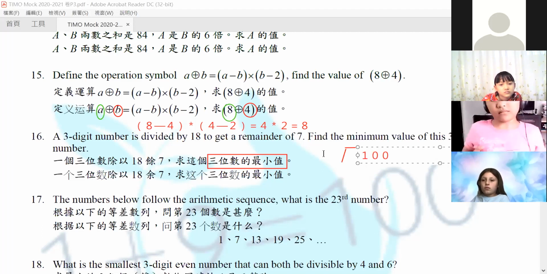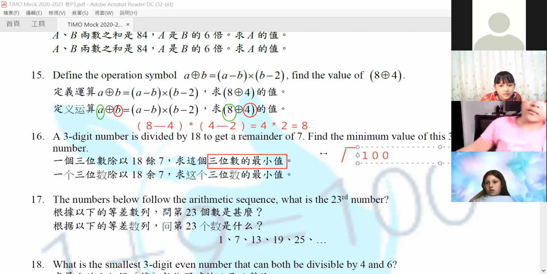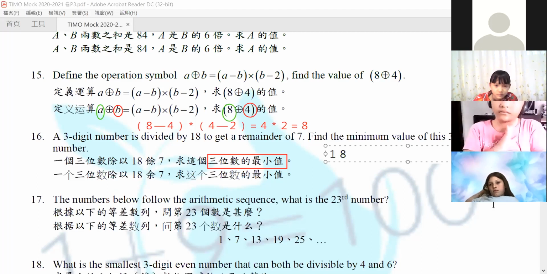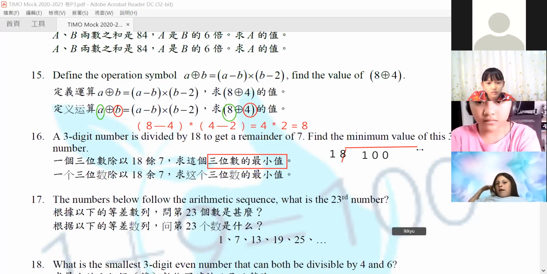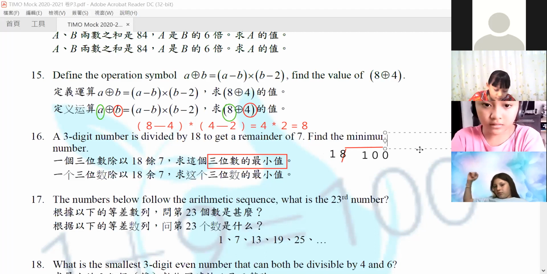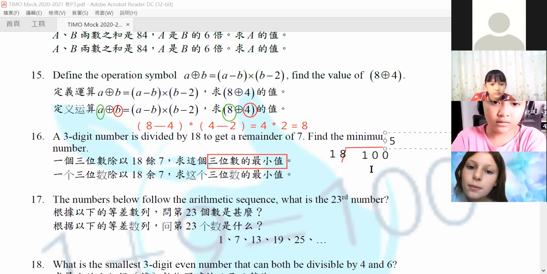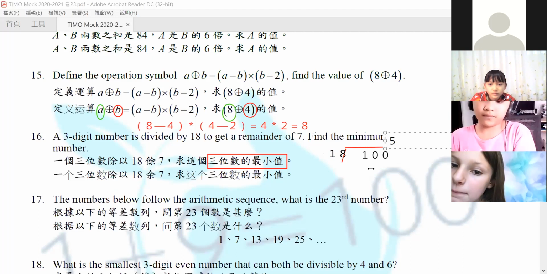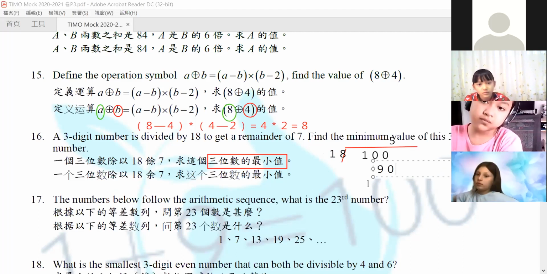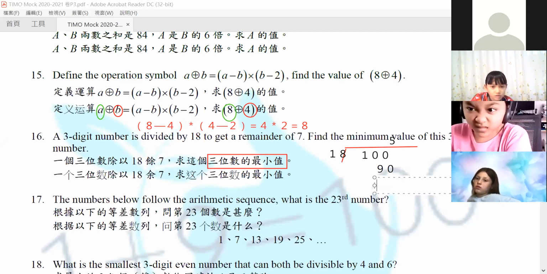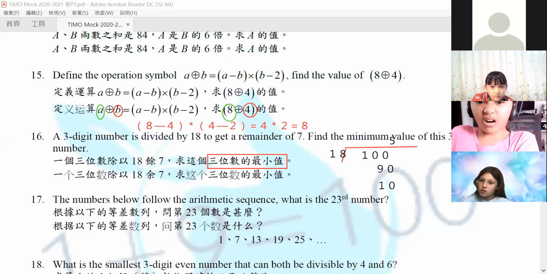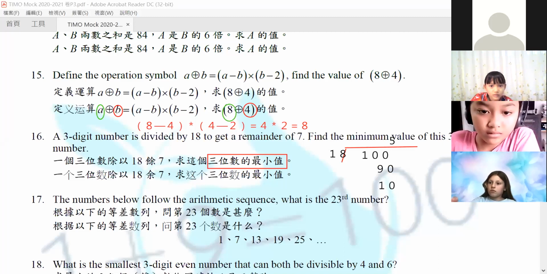So let us now use 18 to divide our 100. If we divide it, we have 5, and then we get 90, and then you will have 10 as the remainder. All right, we have 10 as the remainder.